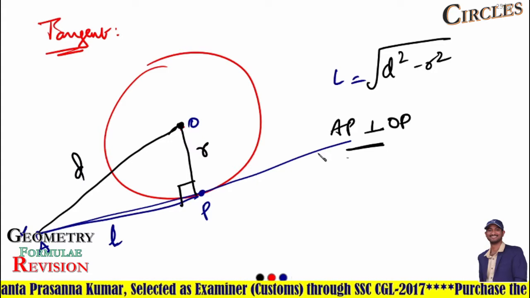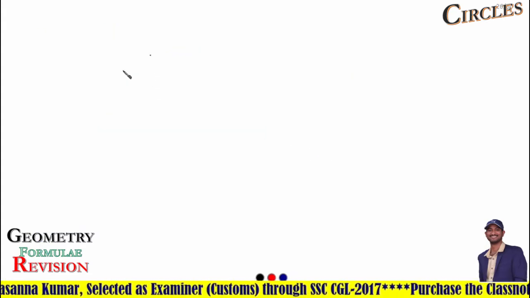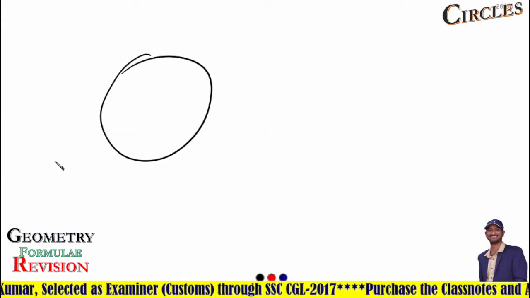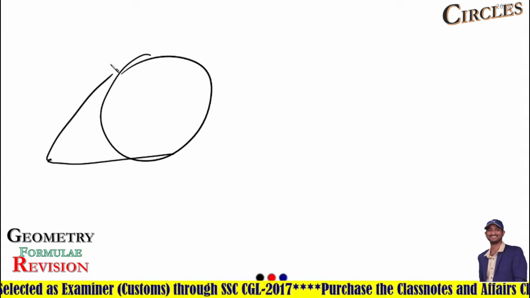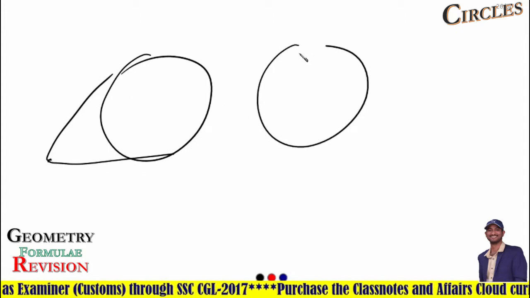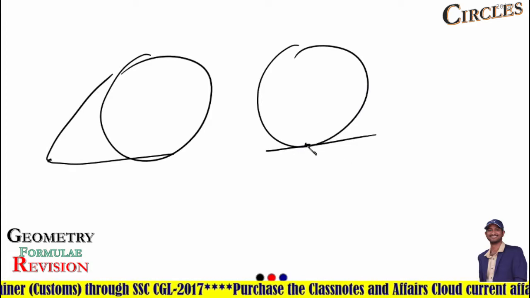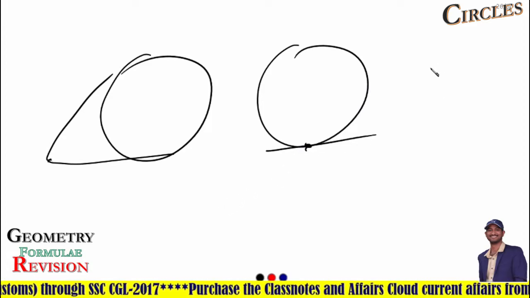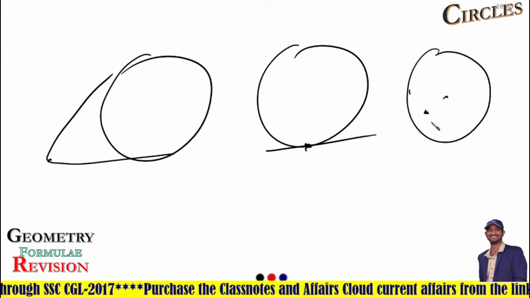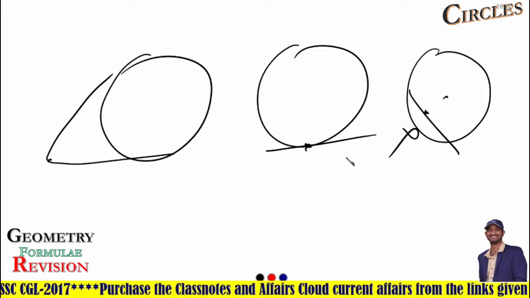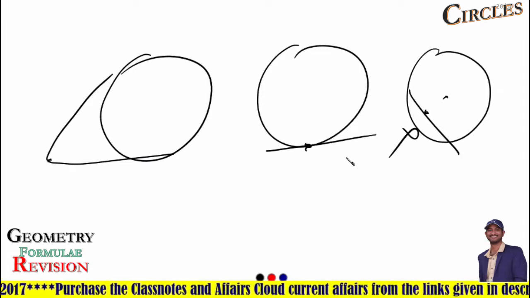Next, the number of tangents based on the external point. If the external point lies outside, then how many tangents can you draw? 2 tangents. If the external point lies on the circle, then we can draw only 1 tangent. If the external point lies inside the circle, we cannot draw any tangent. 0 tangents can be drawn.